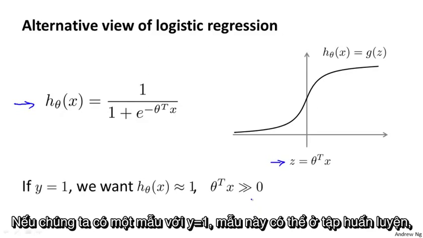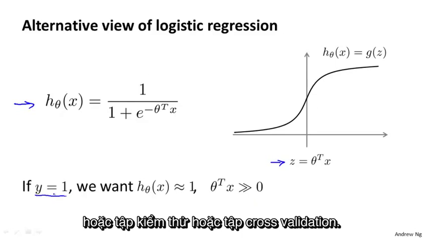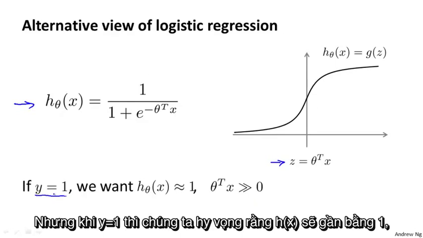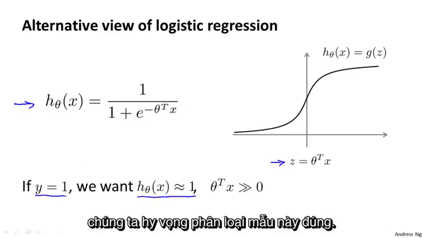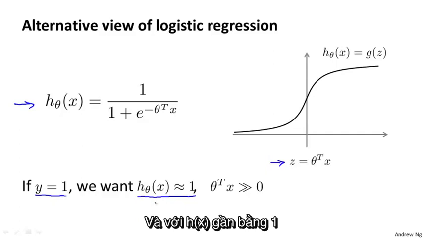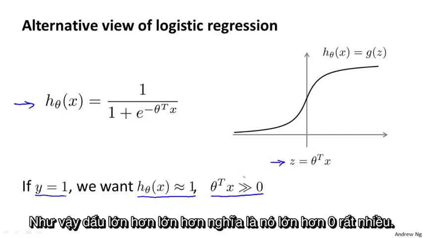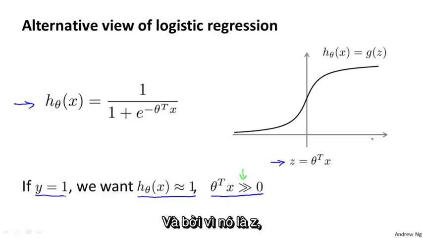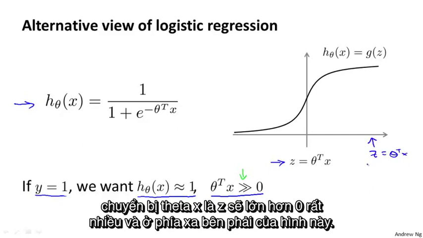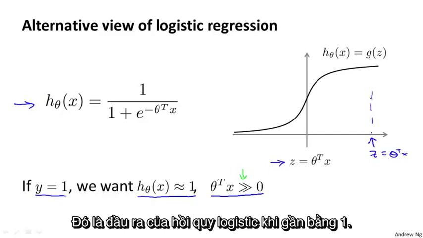Now, let's think about what we would like logistic regression to do. If we have an example with y equals 1, and by this I mean an example in either the training set or the test set, or the cross-validation set, then we're hoping that h of x will be close to 1. So, we're hoping we'll correctly classify that example. And having h of x close to 1 means that theta transpose x must be much larger than 0. This symbol means much greater than 0. That's because when z, that is theta transpose x, is much bigger than 0, far to the right of this figure, the output of logistic regression becomes close to 1.